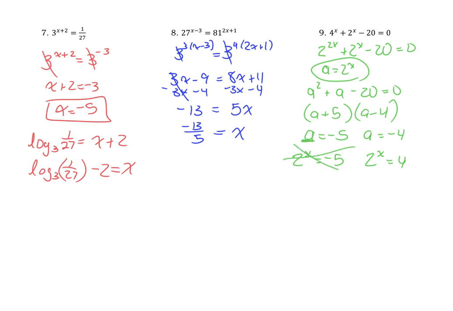Well, this one can't be done because I can't take 2 and make it negative. But 2 to the x equals 4, if you don't know, you could obviously write log base 2 of 4 equals x, put it in your calculator. But I also know 2 to the second power equals 4, so x is equal to 2.